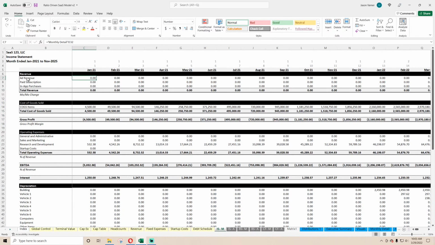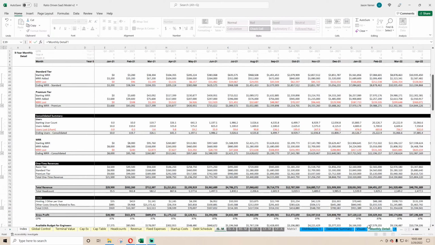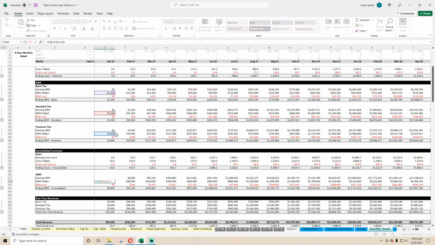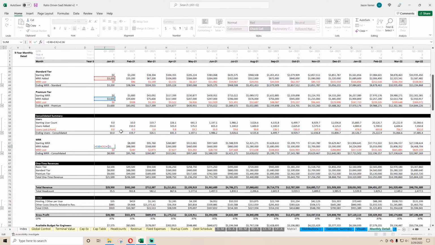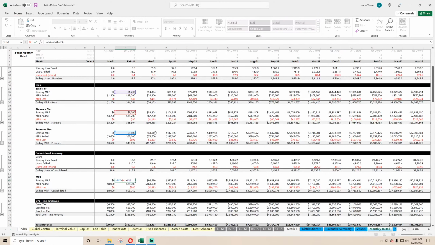So if we go to our income statement, we have one-time revenue, and then we have monthly subscription revenue. And this is just a simple revenue item. We link this here directly to total consolidated monthly recurring revenue. You can see this is just adding up all of this, which is adding up all of that. And it'll be adding these all up all the way through.